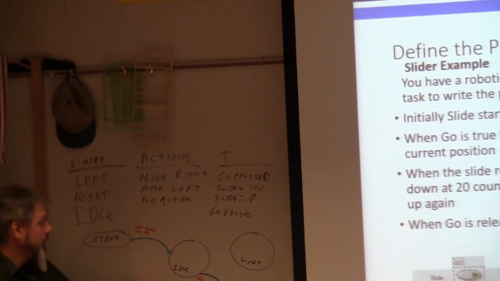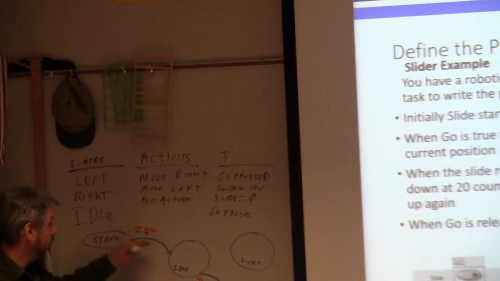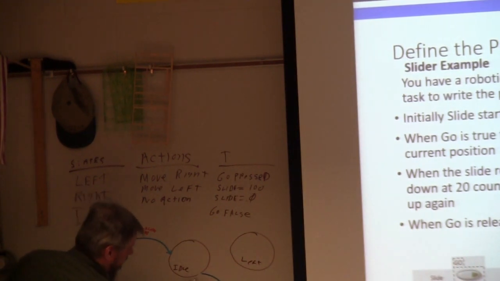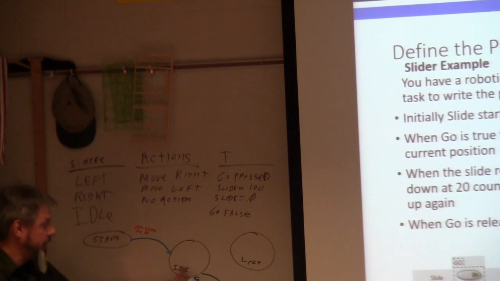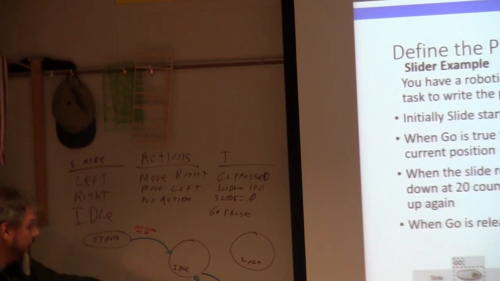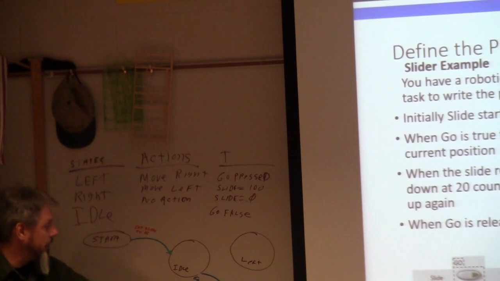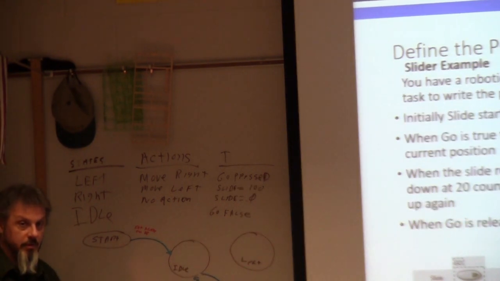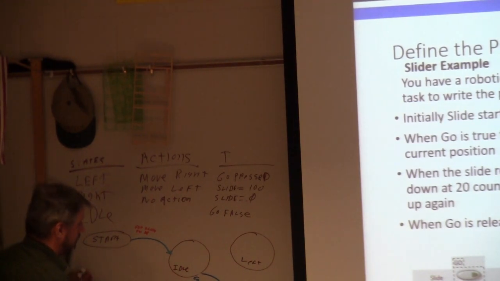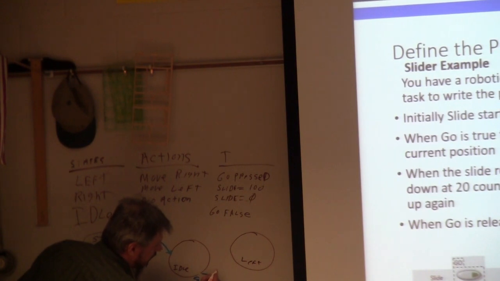Alright, and then do I do an action here? We always want to do our actions on the transitions, never inside the state. So do we do an action from idle to right? Is there an action that we need to do? It doesn't have to be, but do you see an action that we're gonna have to do? 20 counts per second? Is that an action? So you want to add increment 20.